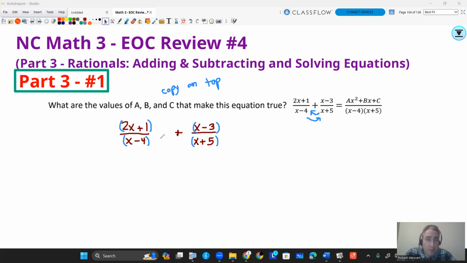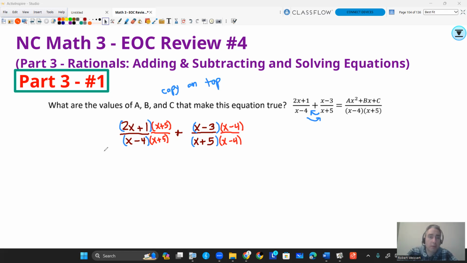We're going to have this x plus 5 that's going to get written next to the x minus 4, but we're also going to write it next to the 2x plus 1. Over here, we're going to have the x minus 4. That'll get stolen from this denominator, and we're going to copy it on the top. The reason we want to copy it is because we want an equivalent expression. By multiplying something over something, it's basically multiplying by 1. It doesn't change the value of the expression, but it allows us to add the numerators together.